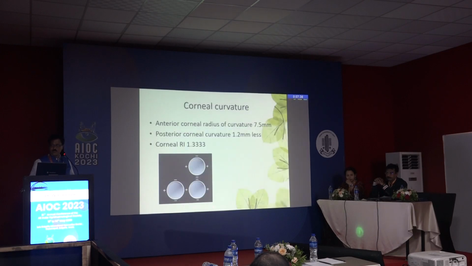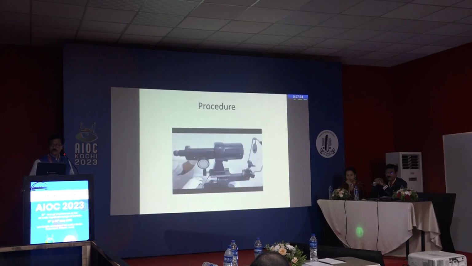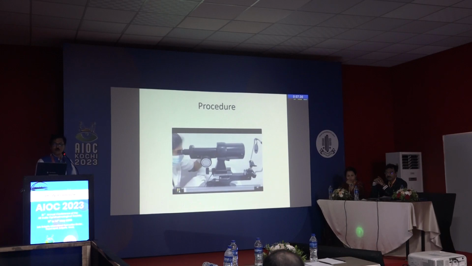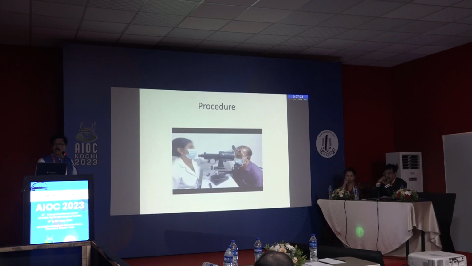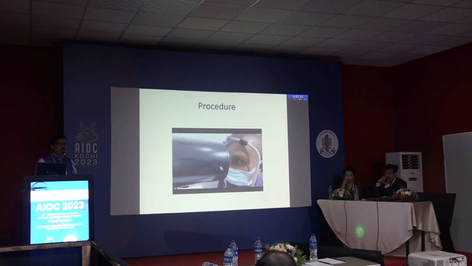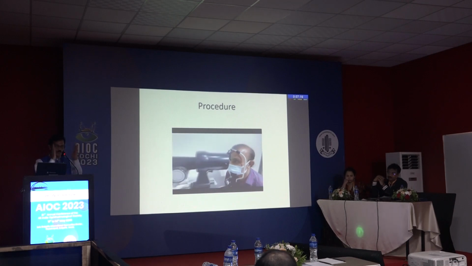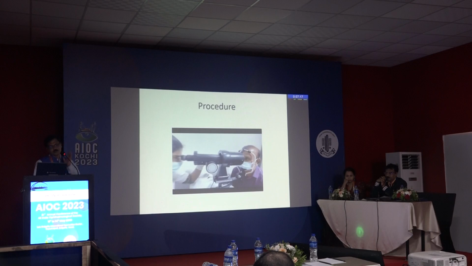So this is the procedure. This is the Bausch and Lomb model of a manual keratometer. You have to first calibrate it before each and every patient, or at least once a day. The patient's chin and forehead should be rested properly, and the patient's face should be straight. The patient should not be tilting.